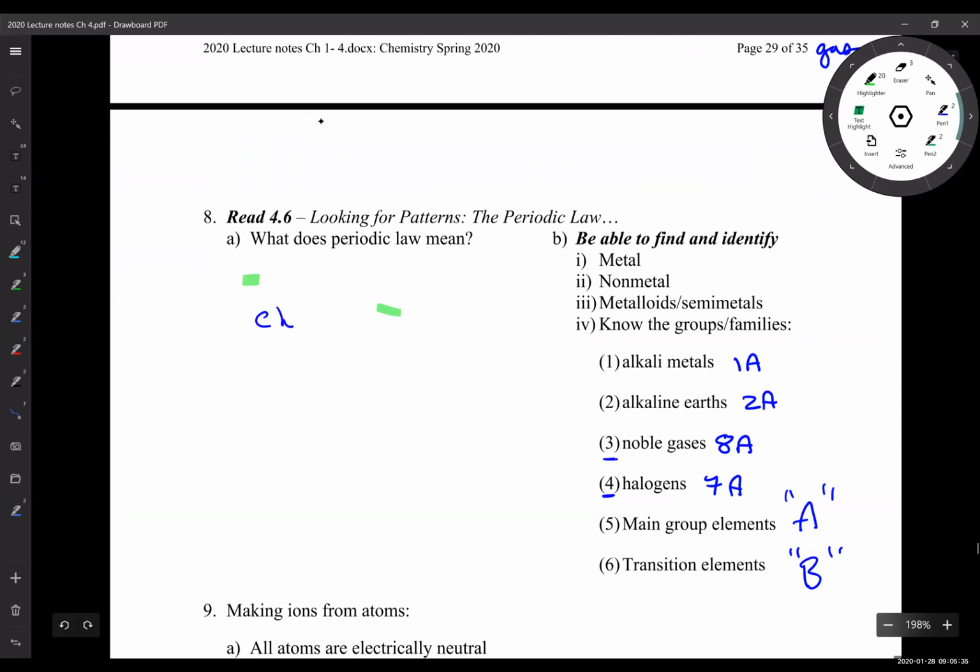Chemical properties of elements repeat in a regular fashion.